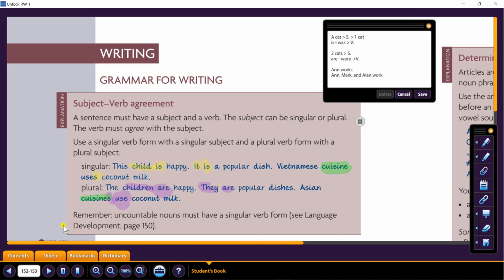Okay, here's an important note, ladies. Here is a very important note. Remember, uncountable nouns must have a singular verb form only, okay?